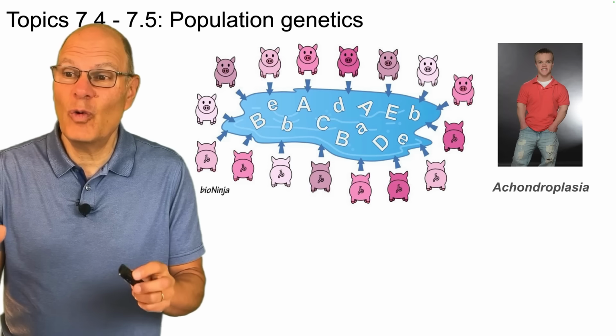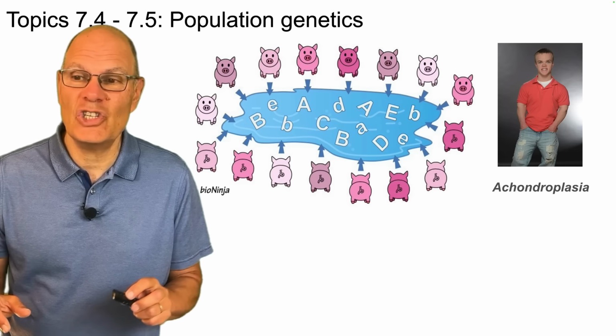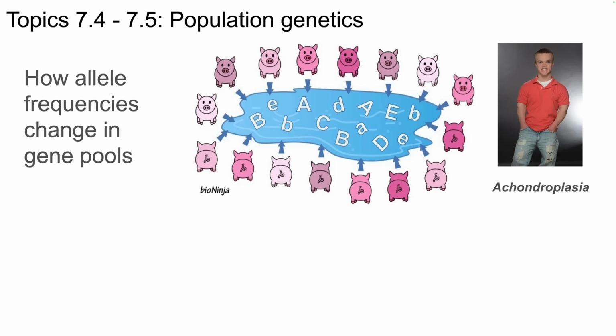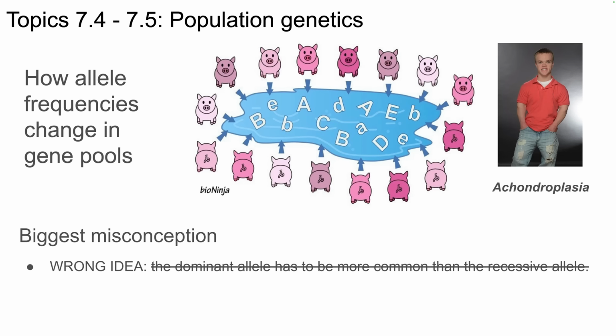Topics 7.4 to 7.5, population genetics. This is the study of how allele frequencies change in gene pools. That's the lens in which population genetics looks at evolution. I want to start by eliminating the biggest misconception that students have in AP biology courses, and that is the wrong idea that the dominant allele has to be more common than the recessive allele. Somehow people confuse dominance with frequency, but that is not true.